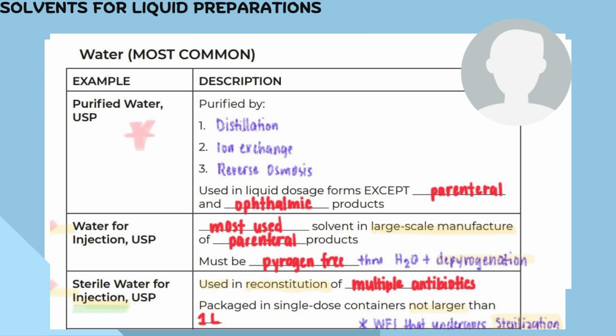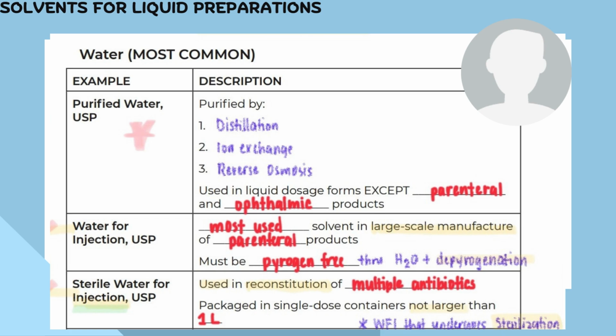So purified water can be obtained by several processes like first, distillation. This process involves boiling water to produce vapor and then condensing it back to liquid form. It removes impurities, microorganisms, and most dissolved solids. Mao ni ang pinaka-simple o pinaka-klaro nga process sa purification.